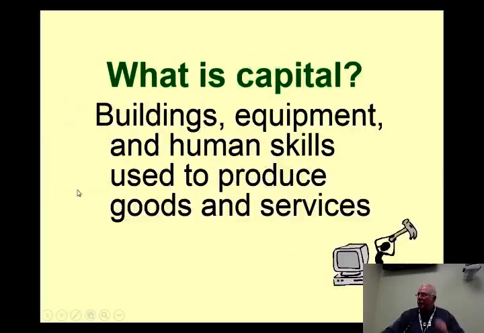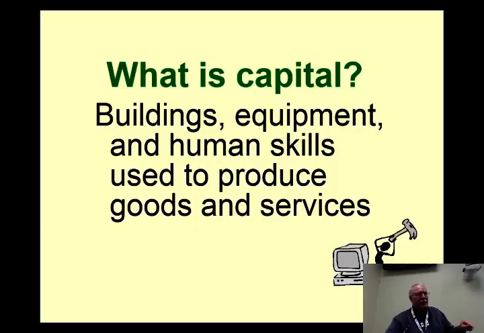So the physical and mental efforts of humans used to produce goods and services. Okay, that's labor. Now, what is capital? Buildings and equipment and human skills used to produce goods and services. Now, human skills, that would be human capital, but let me just talk about capital. Capital are buildings and equipment, machines, tools used to produce goods and services. If I were a carpenter, then a hammer or a truck would be examples of capital.